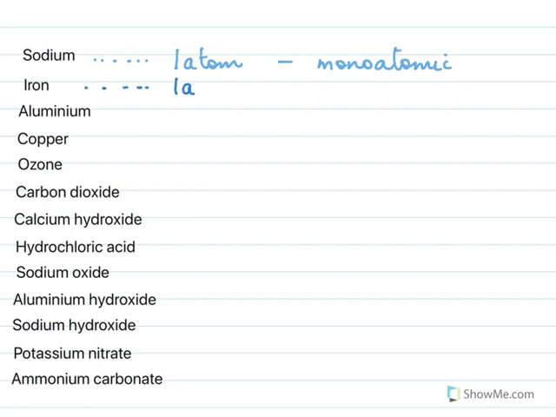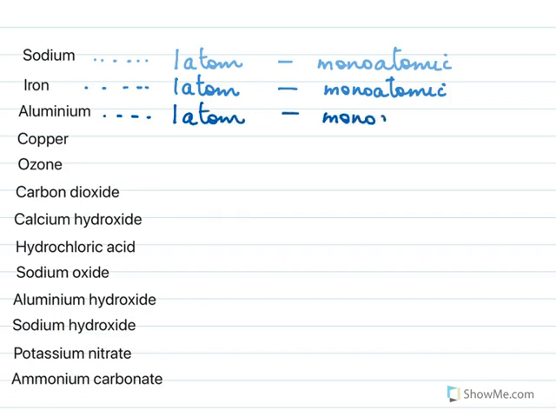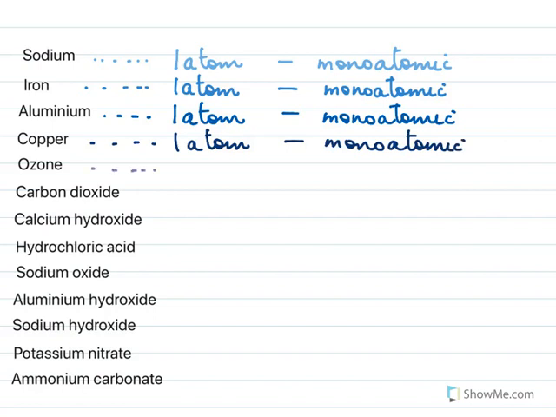Then iron, 1 atom, also monoatomic. Aluminium, 1 atom, again monoatomic. Then copper, also 1 atom, monoatomic. All monoatomic, 1 atom, so you can say its atomicity is 1. Ozone is O3. O3 means 3 atoms of oxygen make 1 molecule of ozone.